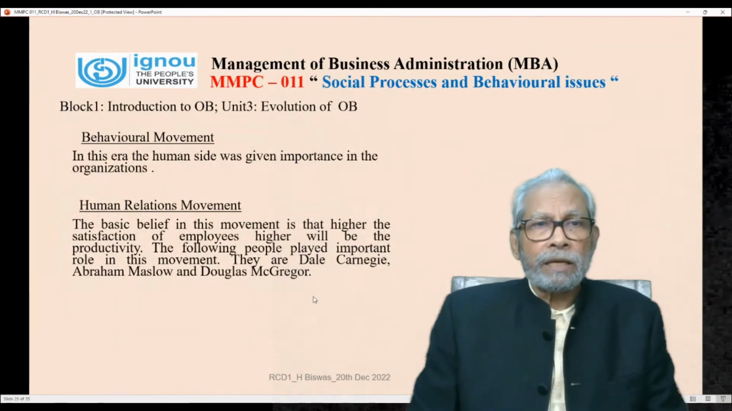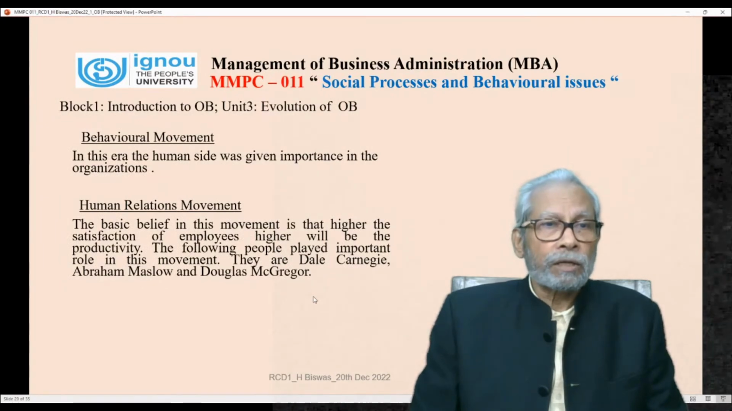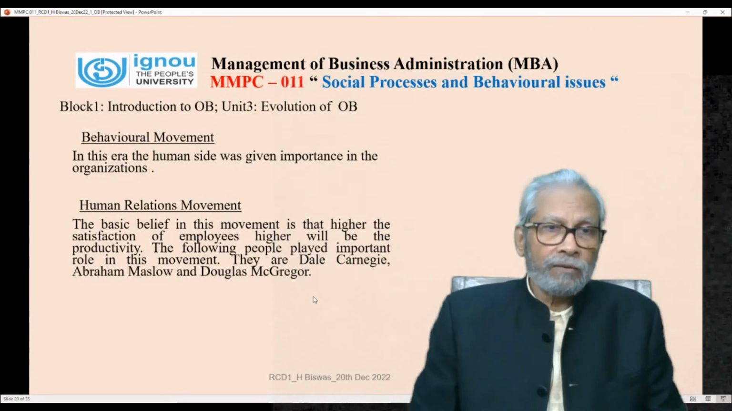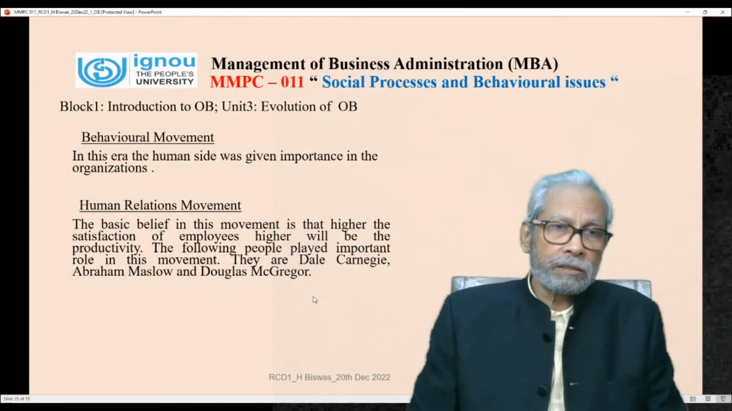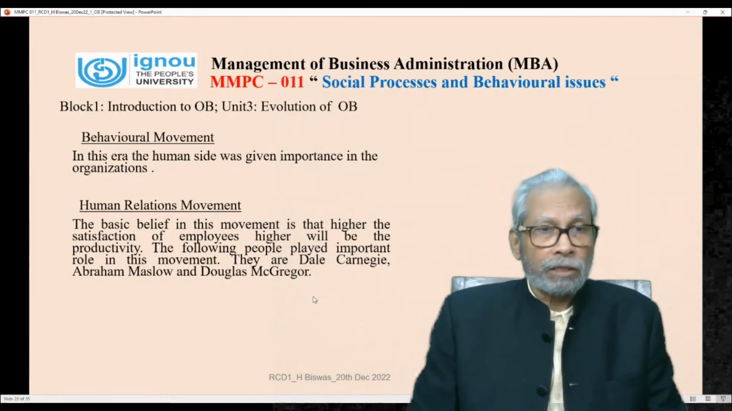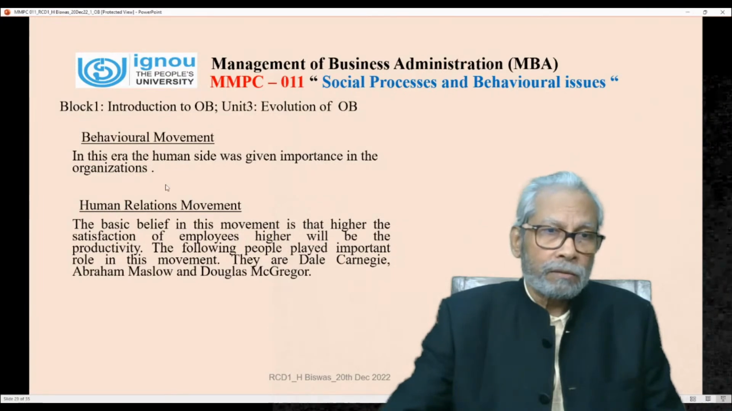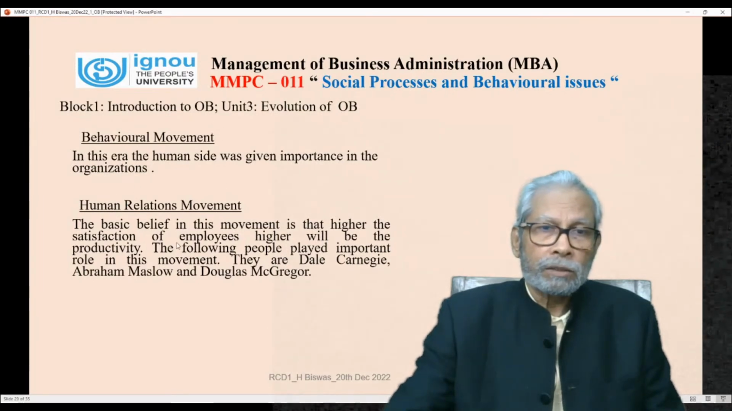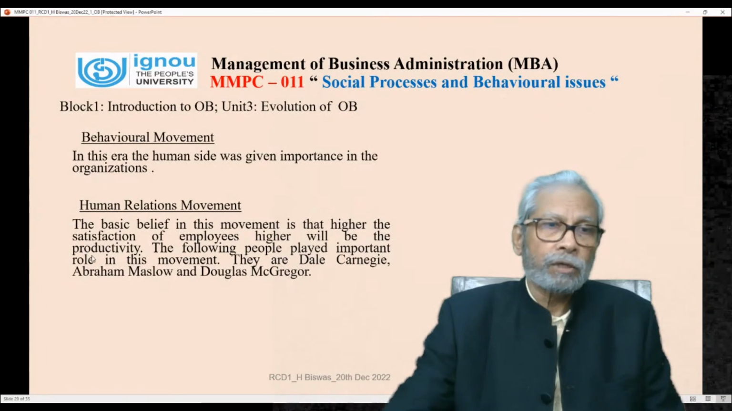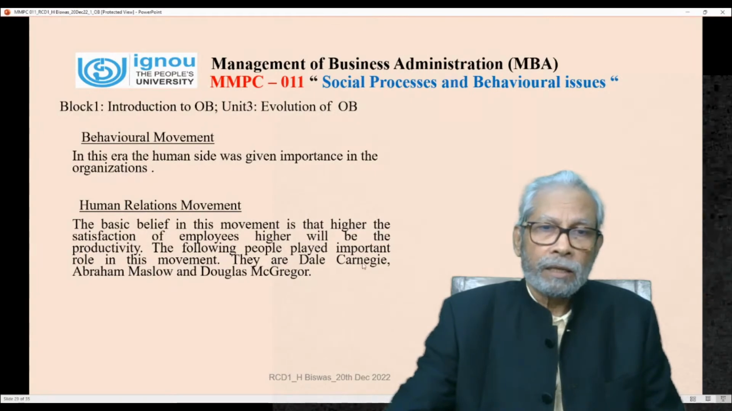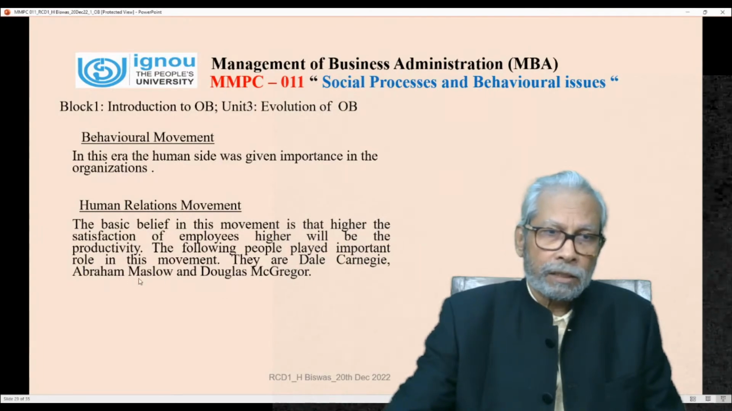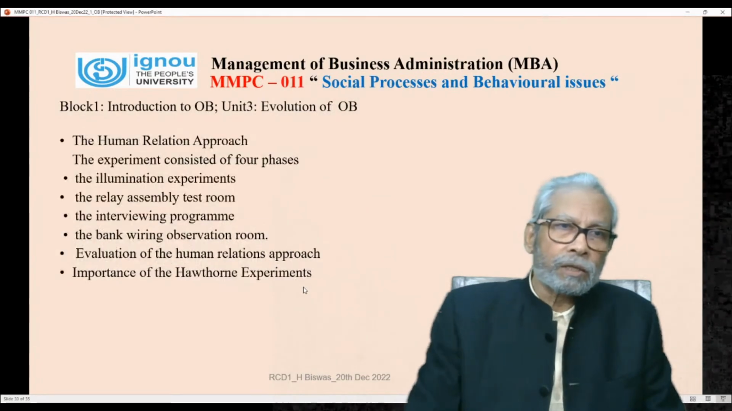In this era, the human side was given importance in organizations. In the human relations movement, the basic belief is that the higher the satisfaction of the employees, the higher the productivity. If satisfaction is more, then productivity is also more. The following people played an important role in the movement: Elton Mayo, Abraham Maslow, and Douglas McGregor. I'll show you some of Maslow and what they have derived.